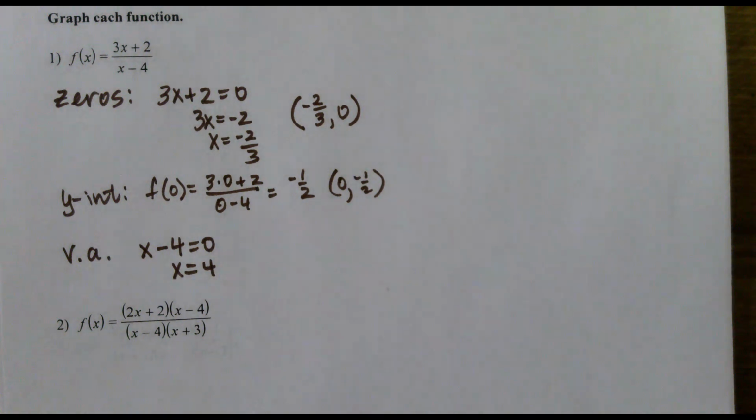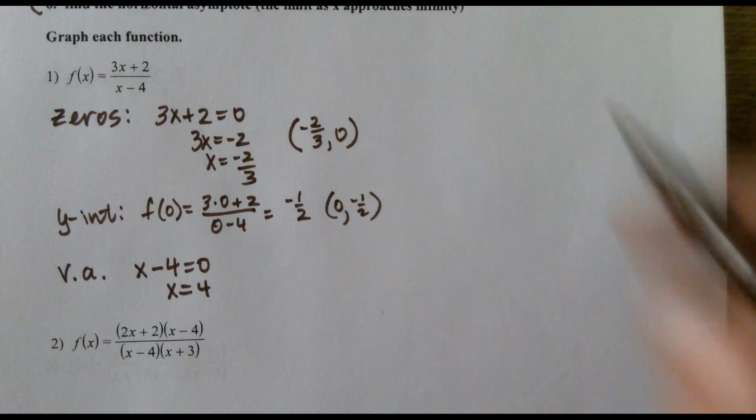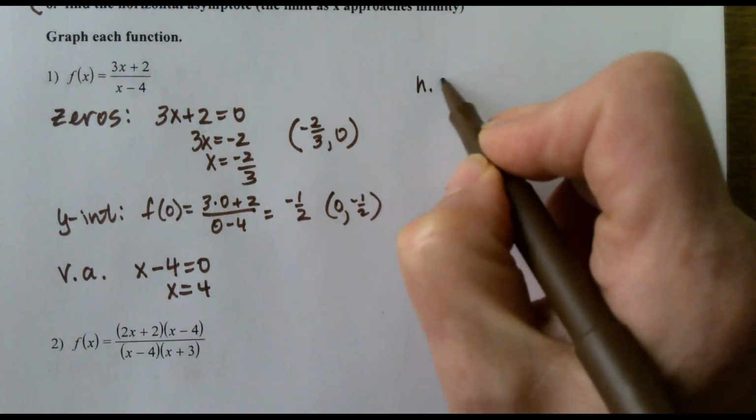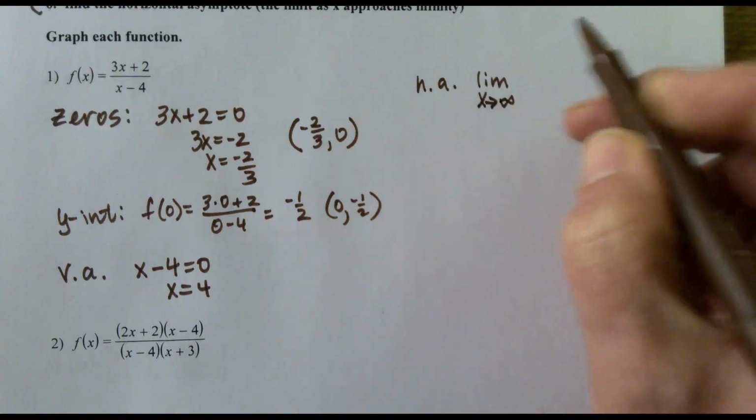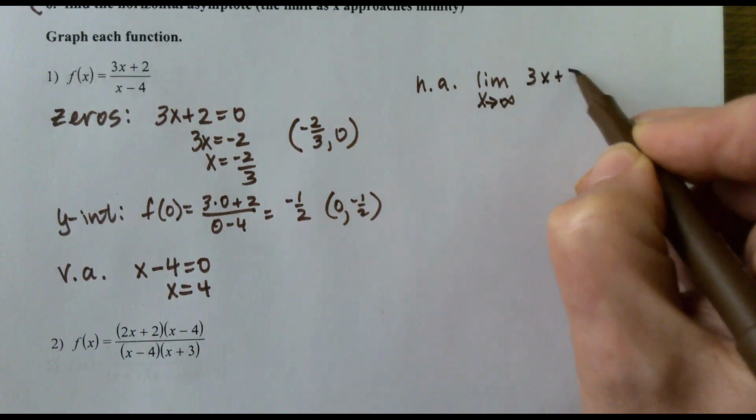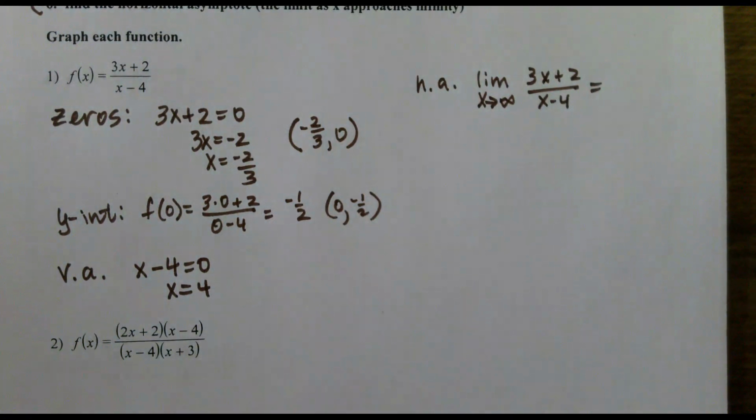And then my last one is my horizontal asymptote. And my horizontal asymptote is found by taking the limit of the function as x approaches infinity. So this is what we did back in chapter 8. I am going to take the limit as x approaches infinity of 3x plus 2 over x minus 4. Do you guys remember how to do that? When I approach infinity, I look to see if it's top heavy, bottom heavy, neutral. What do I have here?